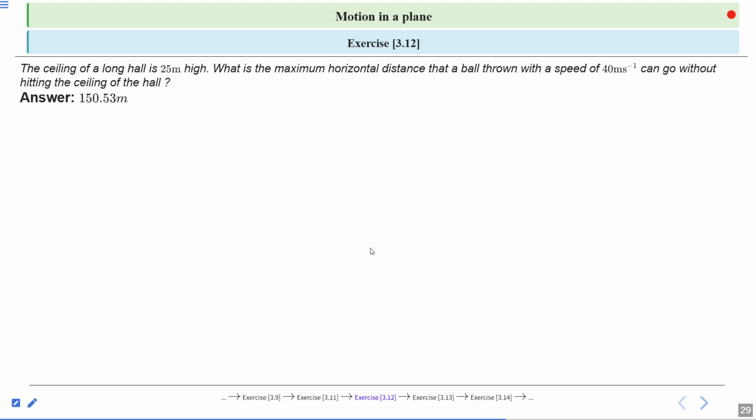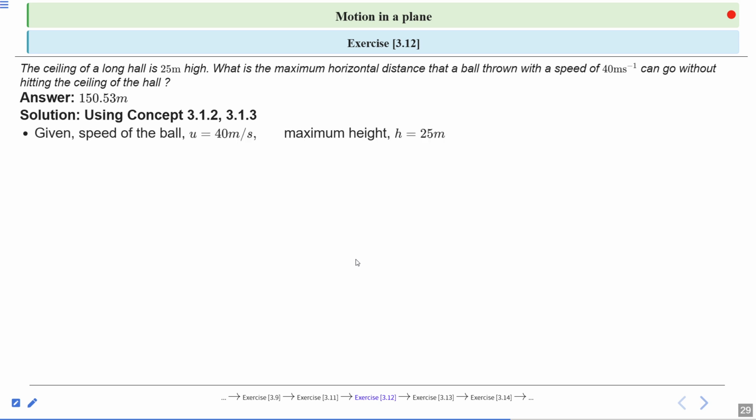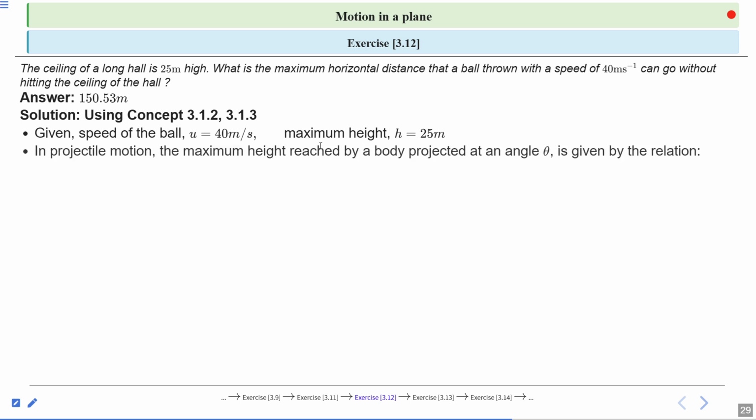So correct answer is 150.53 meter. Solution using concept 3.1.2, 3.1.3. Given speed of the ball u equal to 40 meter per second and maximum height h is equal to 25 meter according to the question. In a projectile motion, the maximum height reached by a body projected at an angle theta is given by the relation h is equal to u square sine square theta divided by 2g. So this is the formula of the maximum height.